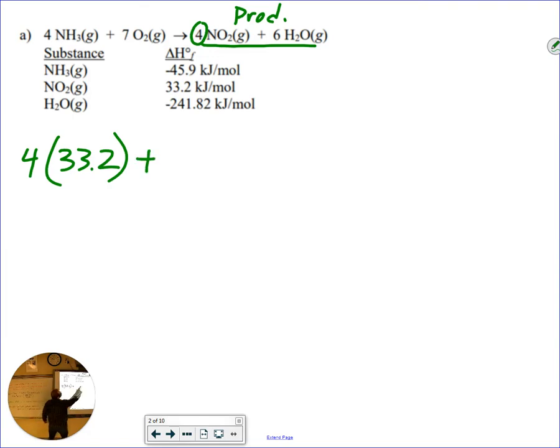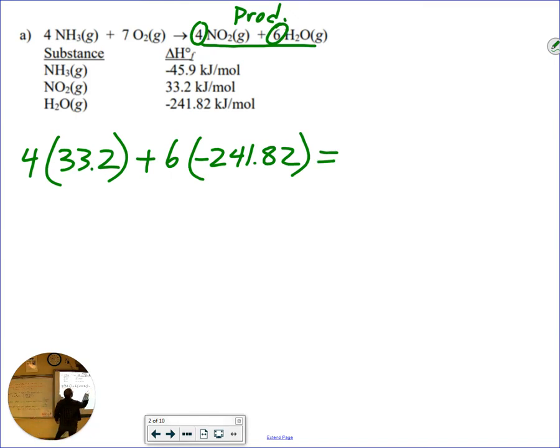We're not there. Now I'm going to look for water. Water is a gas. It's negative 241.82 kilojoules per mole. Yes, times 6. Very good, because there's 6 of them in the reaction. Now again, the negative means that energy is being given off. The positive means energy has to be fed in order to produce that.